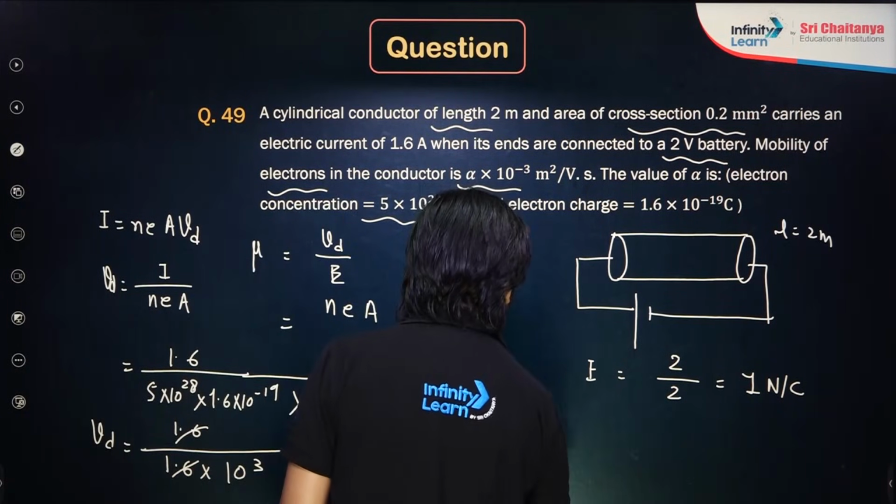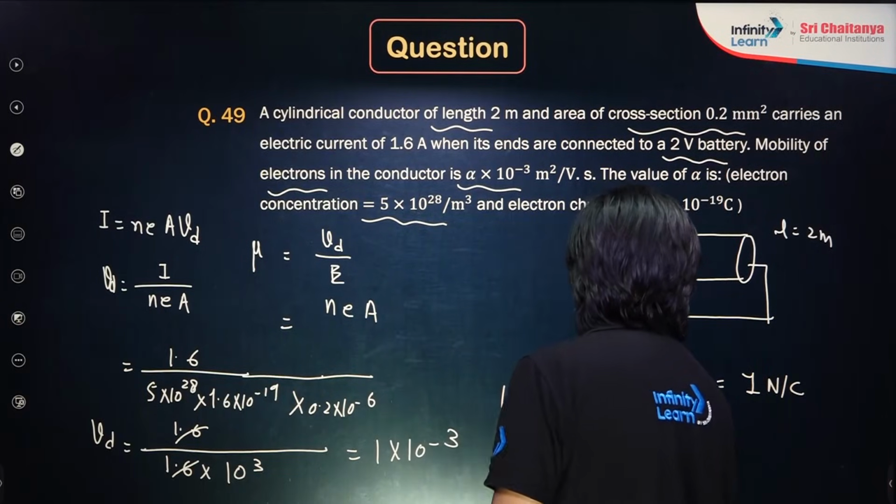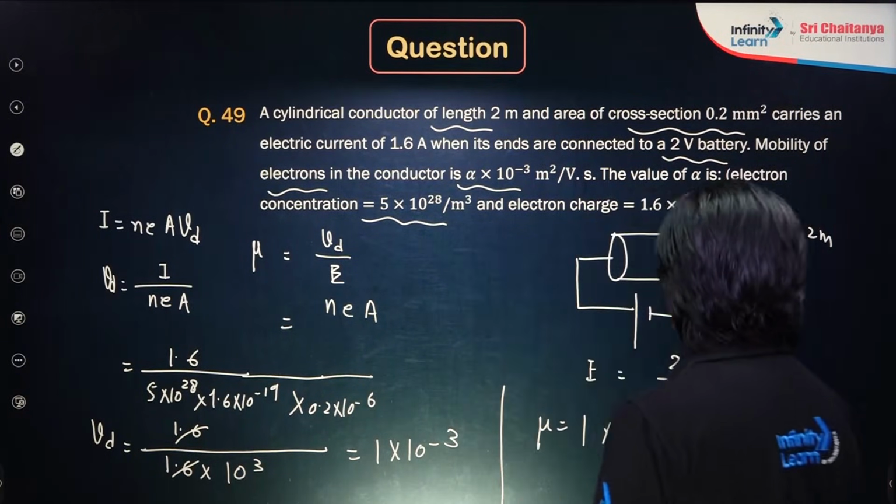Value of E is also 1. So mu is actually 1 into 10 raised to the power minus 3. So the value of alpha must be 1.